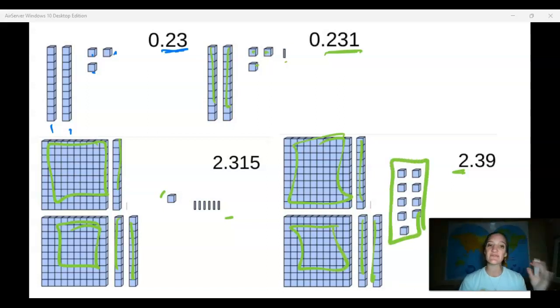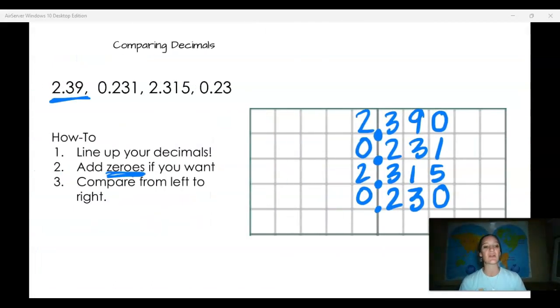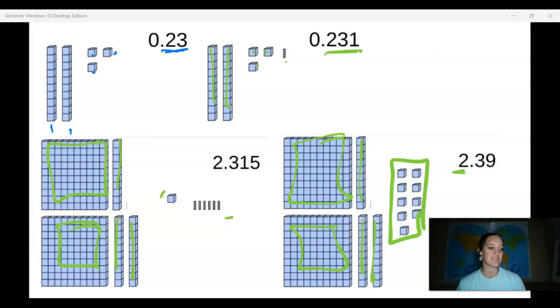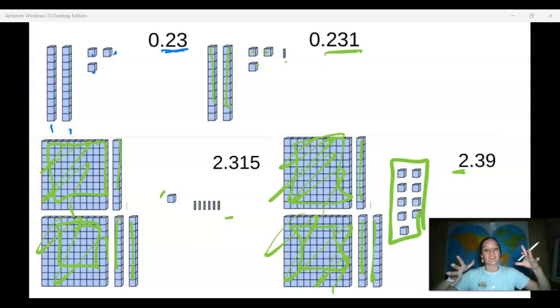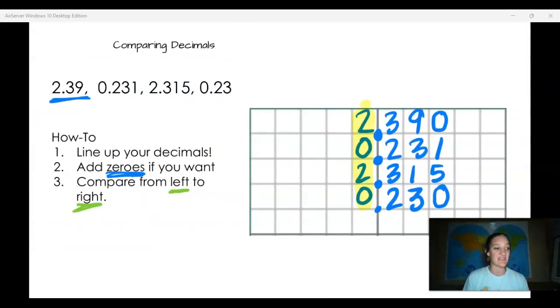Now that we've seen them visually, we can go back and do it on paper. This says to compare from left to right. We are not going to pay attention to any number except these numbers right here, because we want to compare the biggest whole numbers first. Just looking at those whole numbers will tell us which ones are biggest, and it's these two that have 2 wholes. So we know that those two are the biggest.